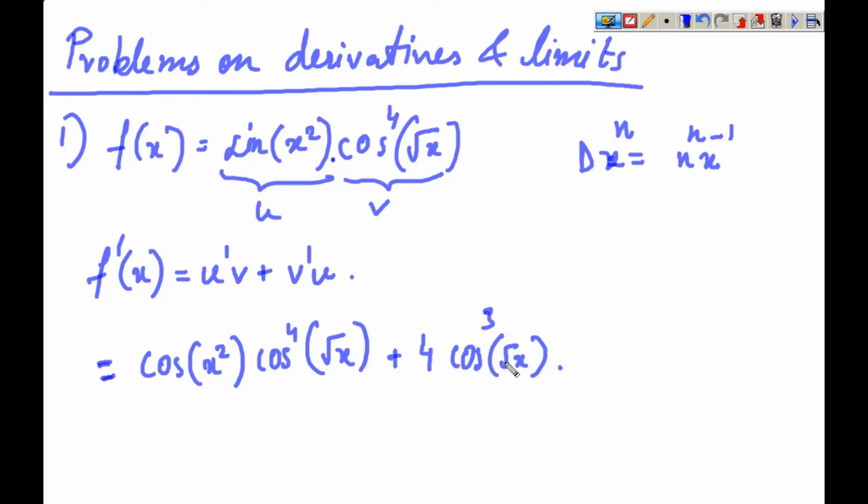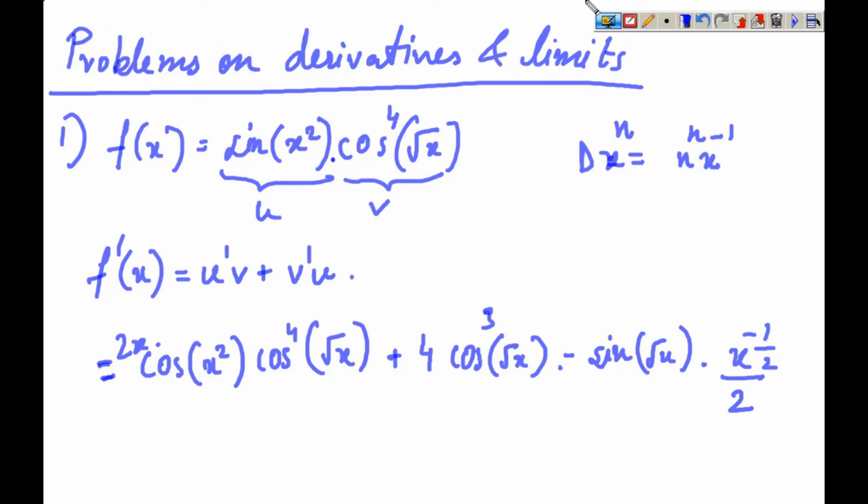Then coming back, we need to differentiate the cos function, and then it will be multiplied by minus sine of under root x. Then differentiating the under root x part, we have x to the power minus 1 by 2, multiplied by 1 by 2. And here as well, when we differentiate sine x square, we need to differentiate sine, then we have to differentiate x square as well. So it will be 2x times cos x square.